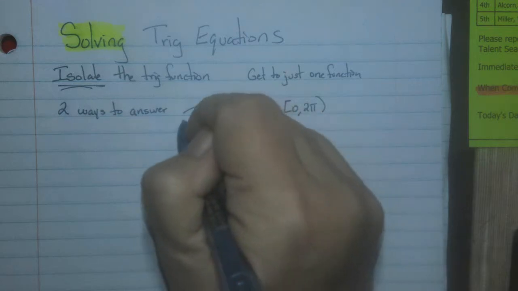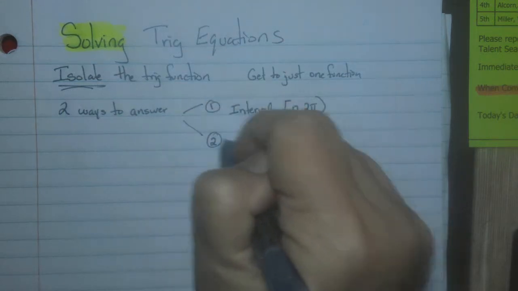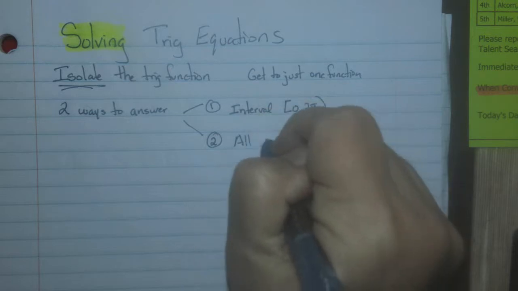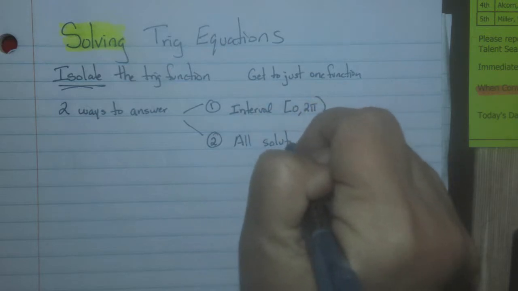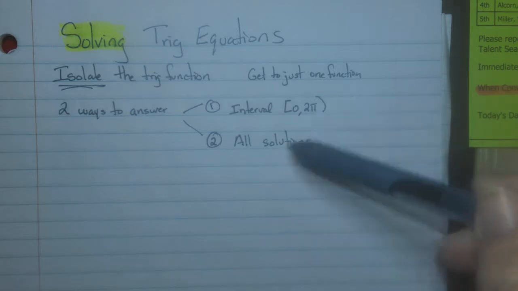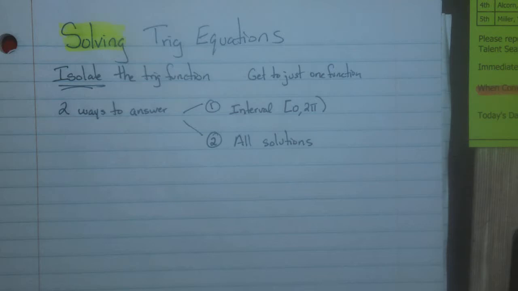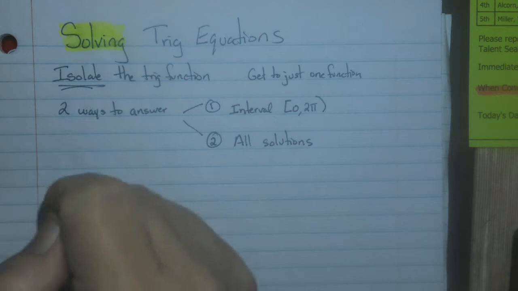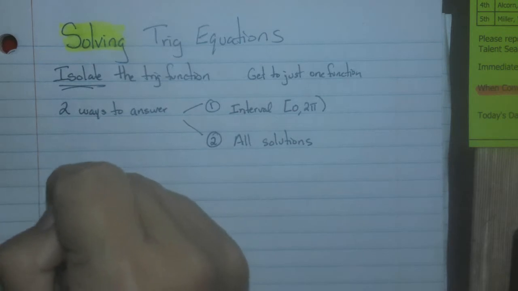Now, the other way you might give an answer is to give all solutions. And so we're going to do some problems, and we're going to give our answers in both ways. And then when you do work, you'll just want to follow the instructions. Sometimes it'll say on a certain interval, and sometimes it will say all solutions. Alright, so let's start with a fairly basic one.